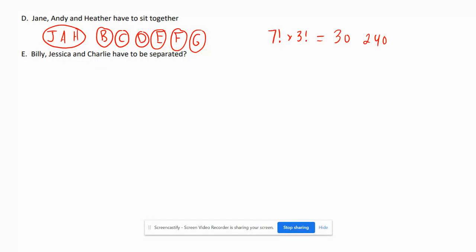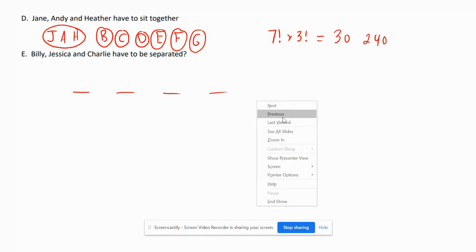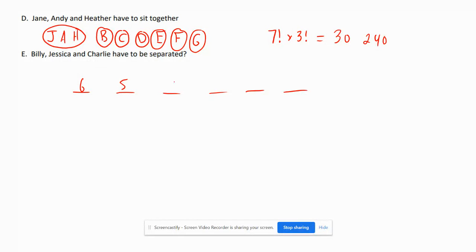Billy, Jessica, and Charlie have to be separated. Okay, so in this case, let me back up for a sec. We have 9 people. Sorry, guys. There's 9 people in total. So what we're going to do here is take the 6 people that do not need to be separated and arrange them. And that's going to be 6 factorial like this.